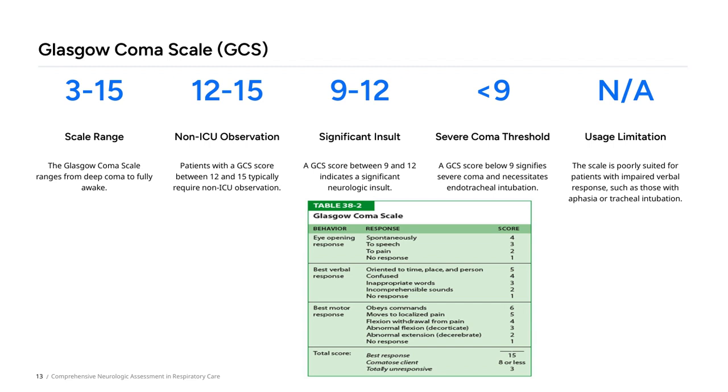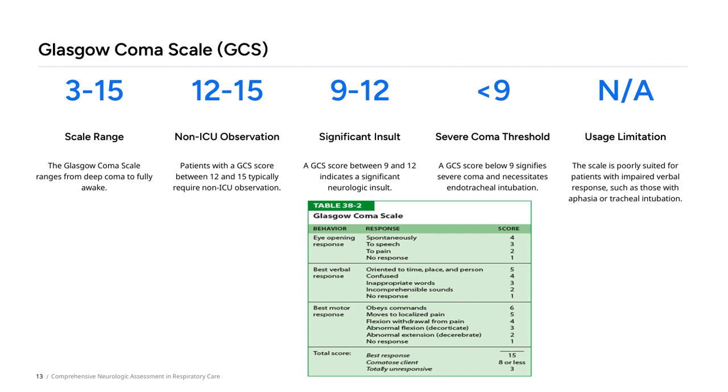For patients with a GCS score between 12 and 15, typically, they are stable enough to be observed outside the intensive care unit. These patients are less critically impaired, but still require careful neurological monitoring to ensure their condition does not worsen.